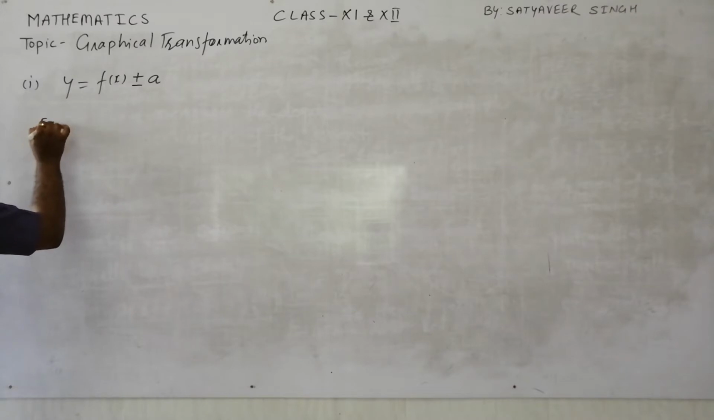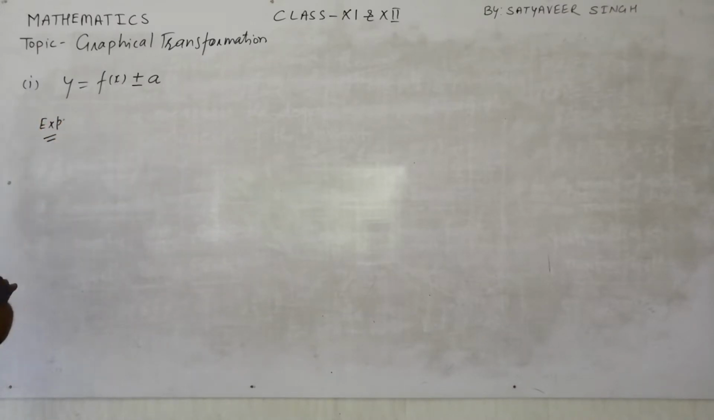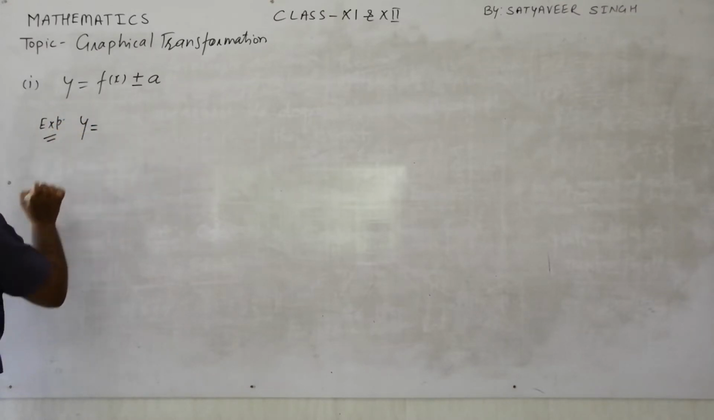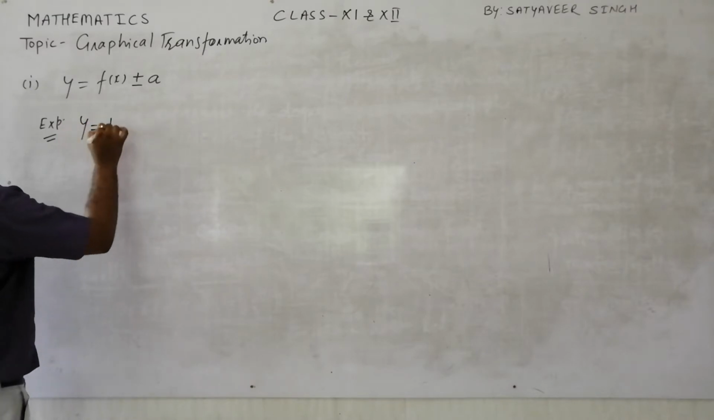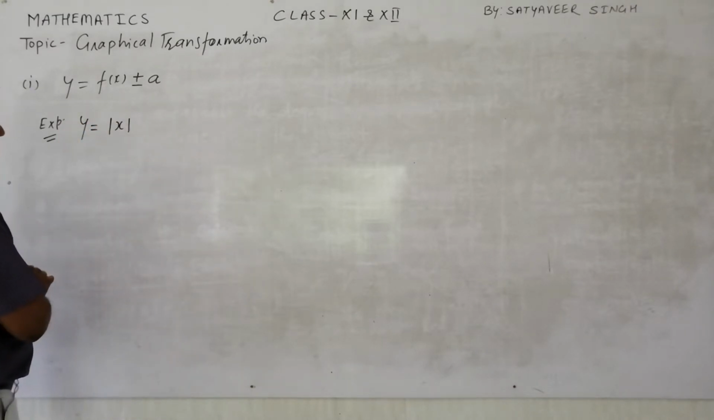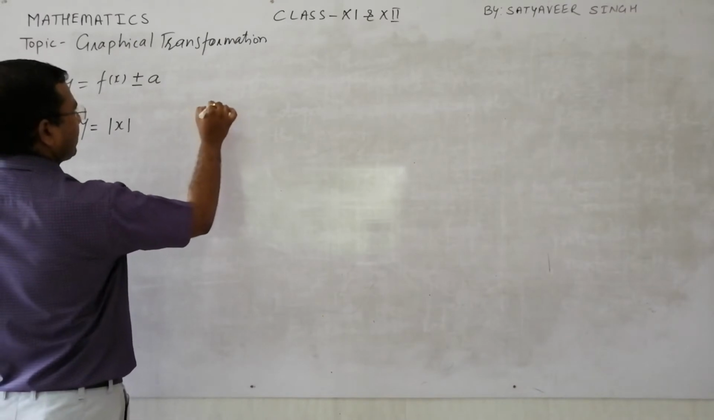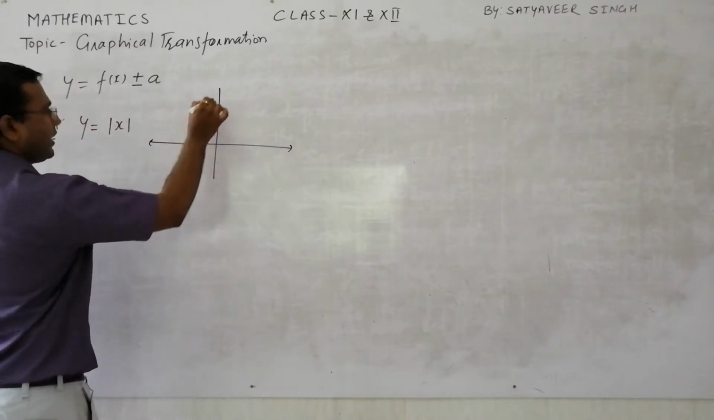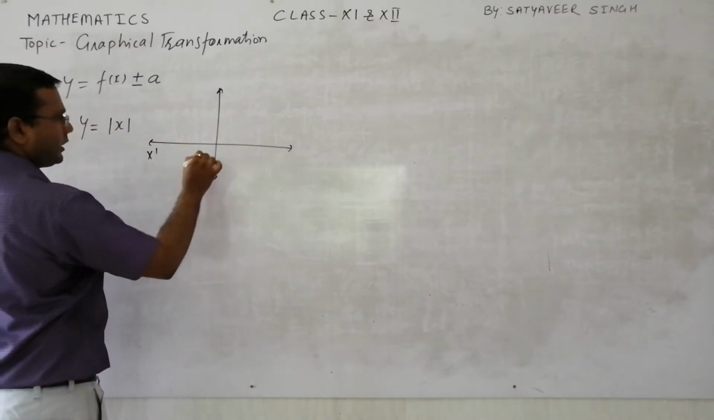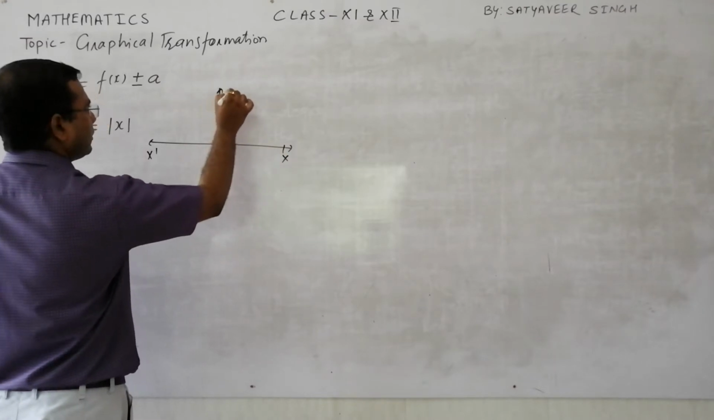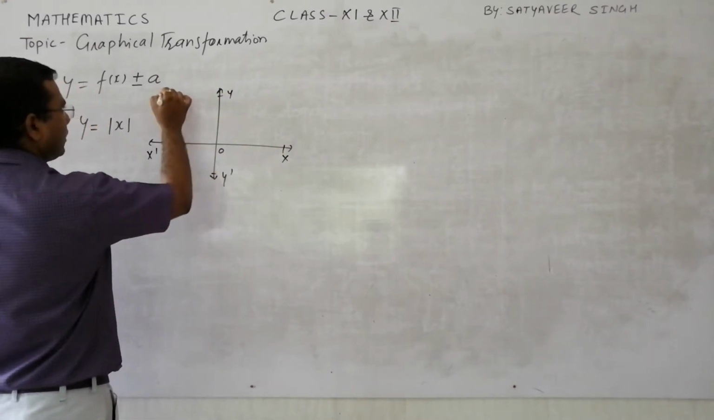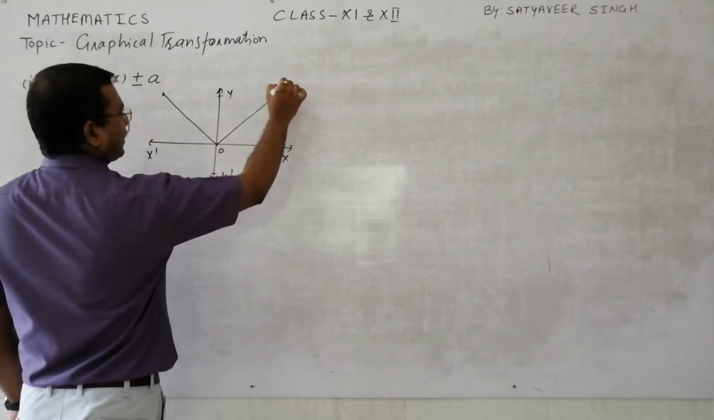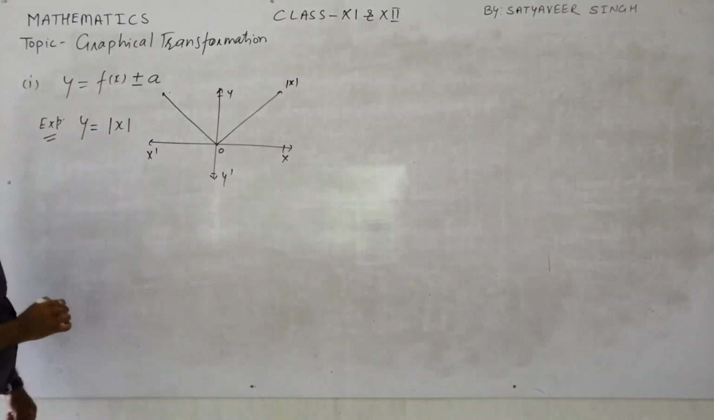For example, because we are habitual to understand with the help of examples easily, suppose I take a very common function, y is equal to modulus x. If you see the graphical representation of this, if it is modulus x, then this is the graph. Here we can write it is the graph of modulus x.